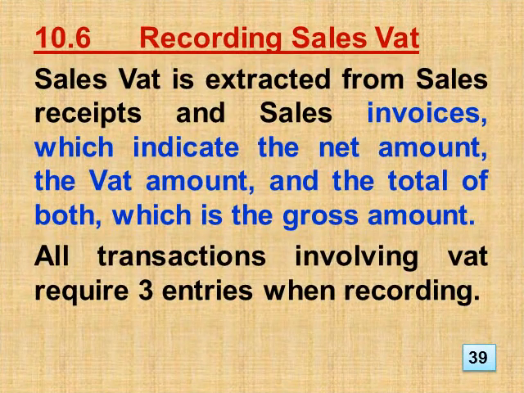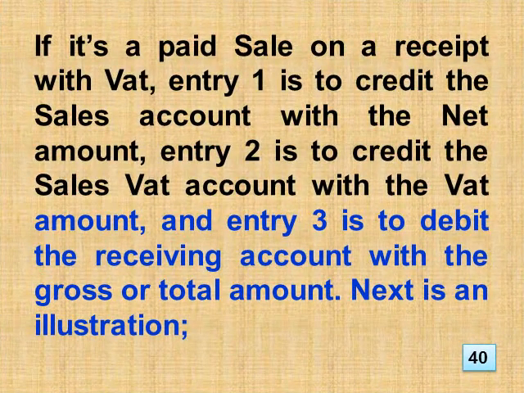Section 10.6. Recording sales VAT. Sales VAT is extracted from sales receipts and sales invoices, which indicate the net amount, the VAT amount, and the total of both, which is the gross amount. All transactions involving VAT require 3 entries when recording. If it's a paid sale on a receipt with VAT, entry 1 is to credit the sales account with the net amount, entry 2 is to credit the sales VAT account with the VAT amount, and entry 3 is to debit the receiving account with the gross or total amount. Next is an illustration.